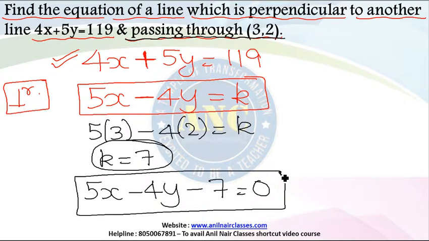Parallel lines means the x and y coefficients will not change for both parallel lines. Only the constant value will change. Perpendicular lines means the x and y coefficients will interchange, and the sign in between also will change. If it is plus, it becomes a minus, or if it is minus, it becomes a plus, and the constant also will change. And I told you why it will change for both parallel and perpendicular lines.